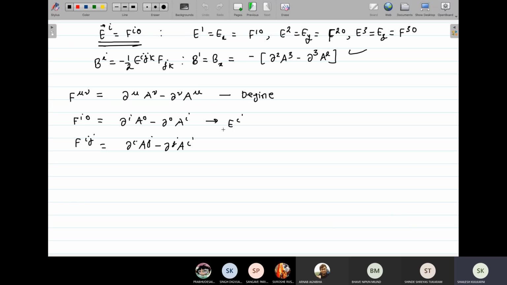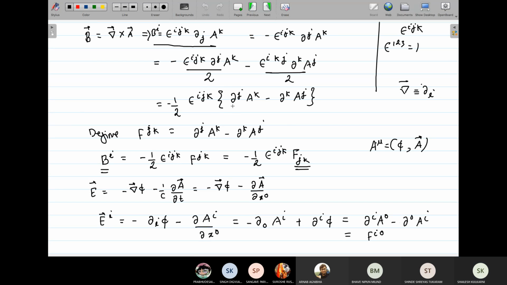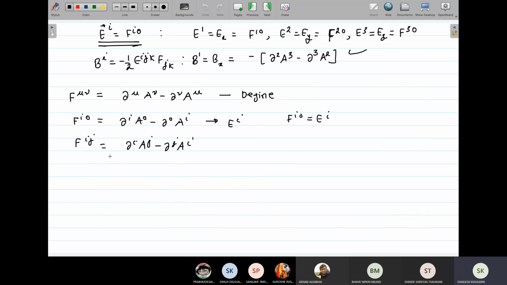Fi0 in terms of the electric field is simple, which is just a definition. So Fi0 is Ei, and Ei is Fi0. But to express Fjk in terms of Bi is complicated. So you have to use the definition of epsilon. Now I want to write this in terms of the magnetic field. This is the magnetic field.